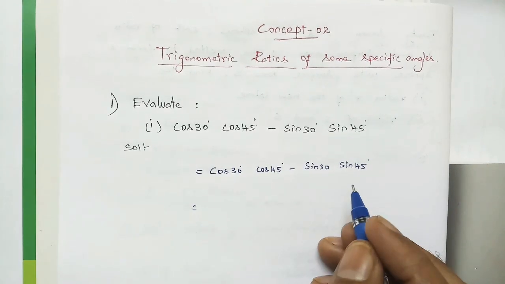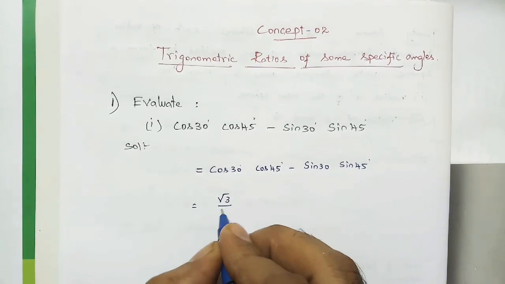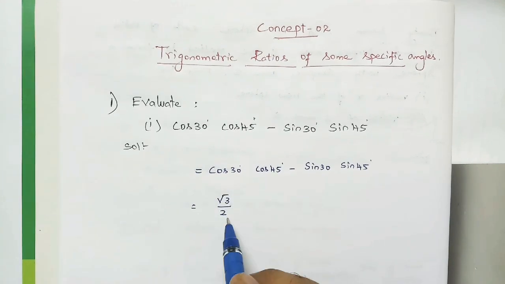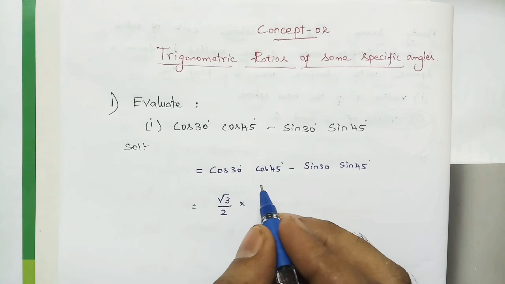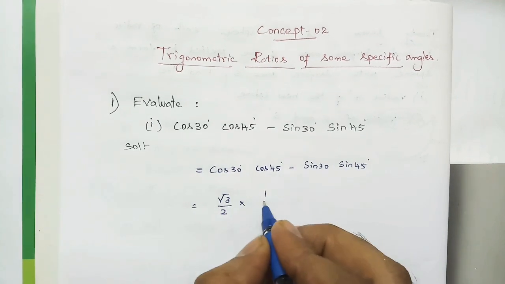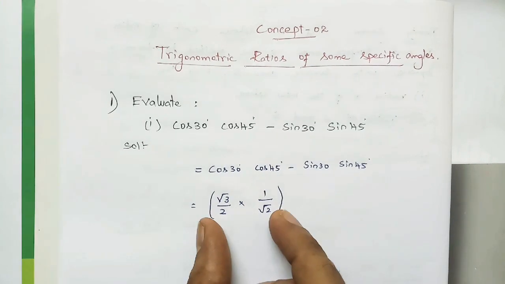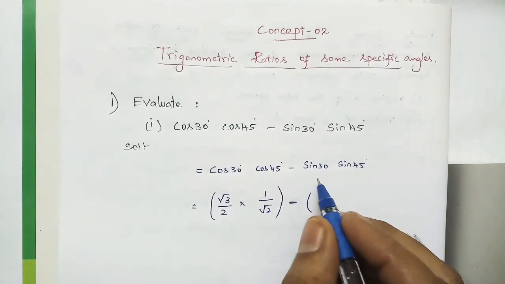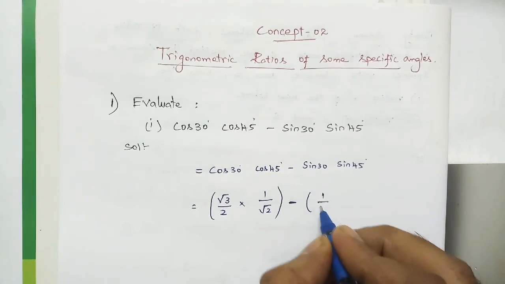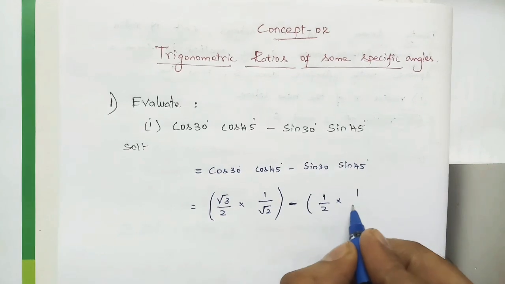Now what is the value of cos 30? Cos 30 degree is root 3 divided by 2. Into cos 45, which is equal to 1 by root 2. Put a bracket, because these two we have to simplify first. Minus sin 30, what is the value of sin 30? 1 by 2, into sin 45 degree, which is 1 by root 2.